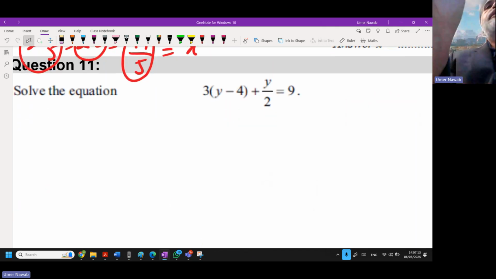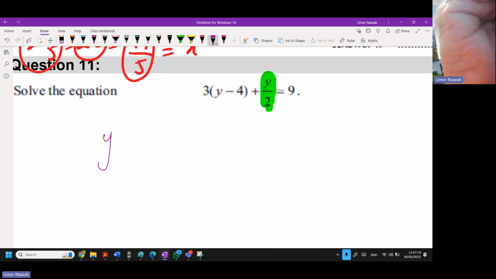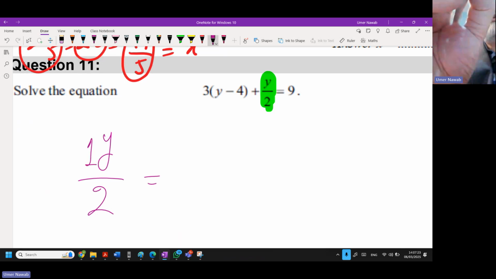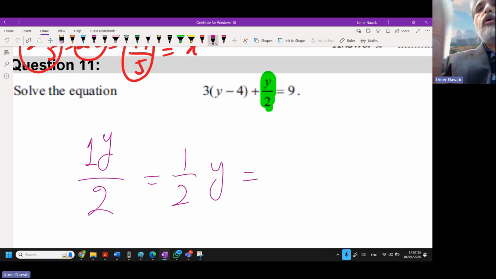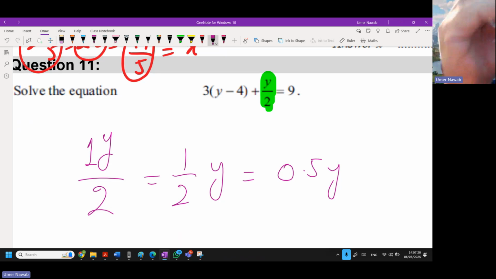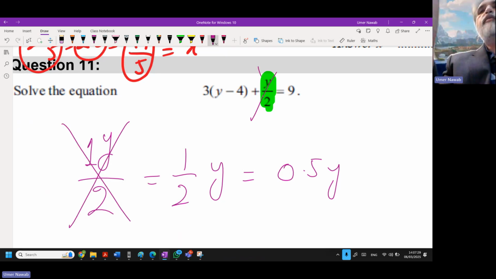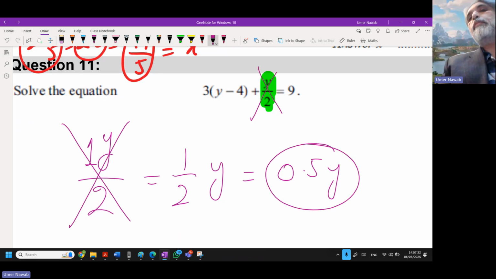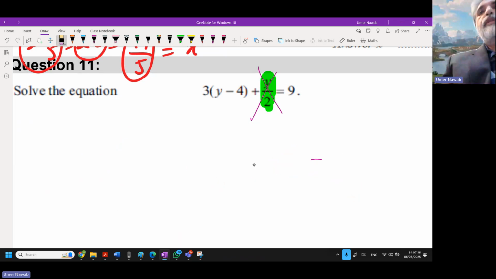Next question is, we have here y over 4. Don't get confused by this, because if someone says y over 2, y over 2 means 1 over 2, so 1 over 2y or 0.5y. So I will not write y over 2. Rather, I will copy 0.5y. So, my friends, here I will do the expansion.